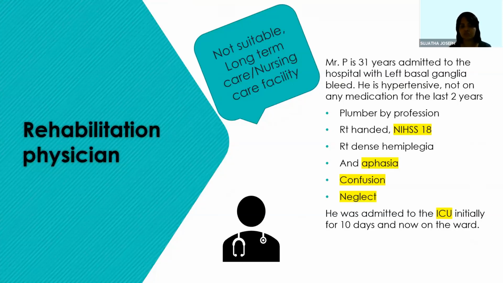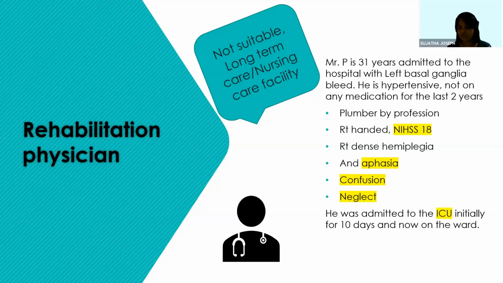He is maybe later he can come to the rehab, but not now. So the reason for him saying is NIH is 18. We said 6 to 18 is the clear cut criteria for inpatient intensive rehab. Patient is having aphasia, so there will be problem with understanding and participating in therapy. Patient is confused. Patient is having neglect.